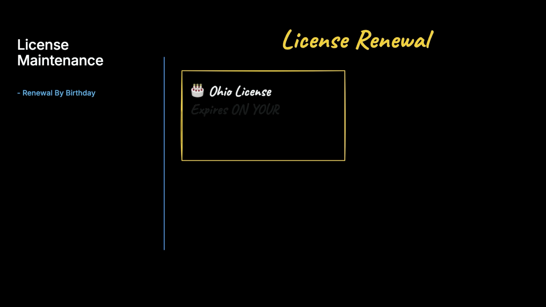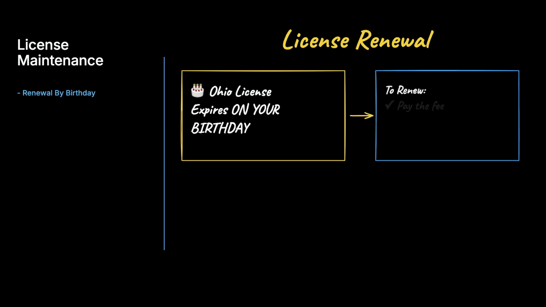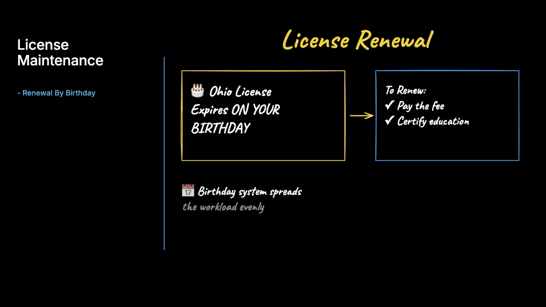Our final major areas keeping your license alive: renewal, continuing education, post-licensing, and status changes. Start with renewal. Ohio ties your renewal schedule to your date of birth, so your license expires on your birthday in the renewal year. This birthday system spreads the workload. To renew, you pay the fee and certify your education.